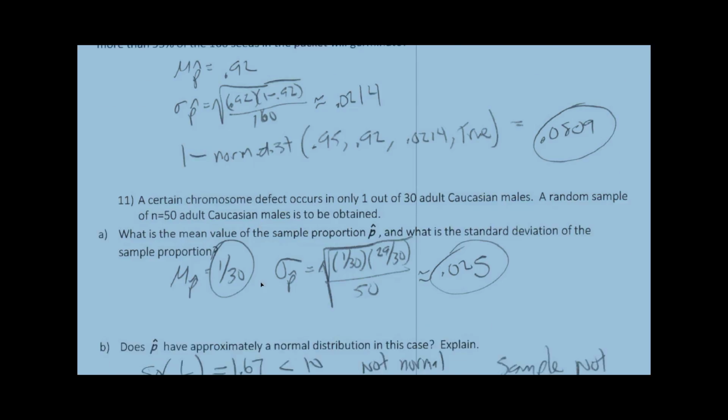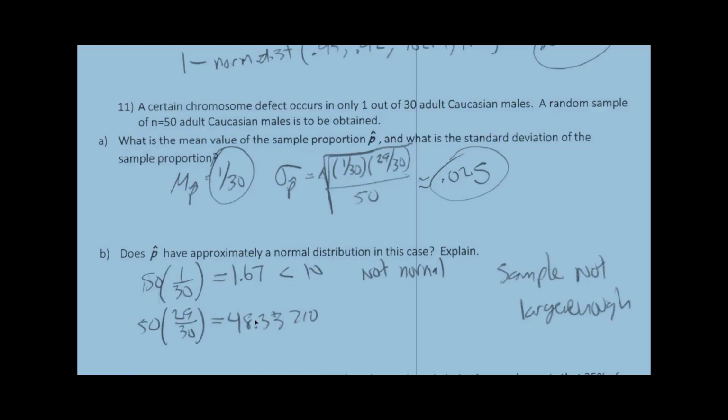Part B wants to know if this is approximately normal, and if not, why. Well, with proportions, what I want to do is take the sample size and multiply by p, and then by 1 minus p. So if I take 50 times 1 over 30, I get 1.67. In order for it to be normal, it's supposed to be bigger than 10, and it's not in this case. So what that tells me is my sample just isn't large enough to do a normal process.